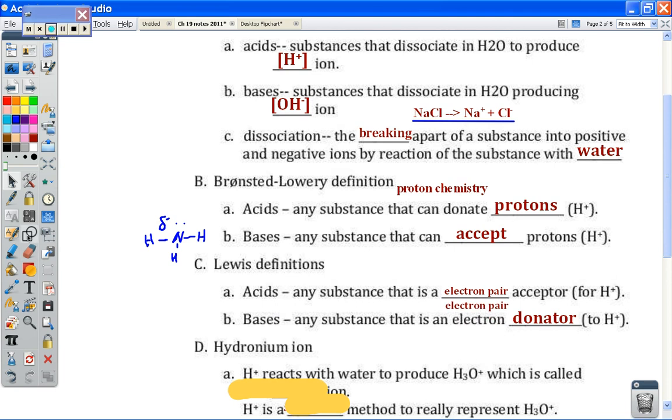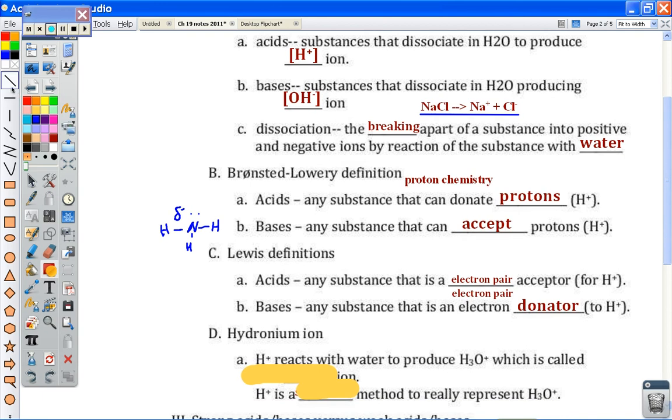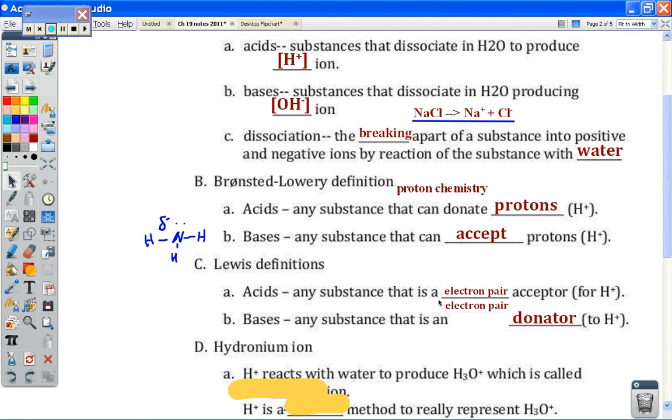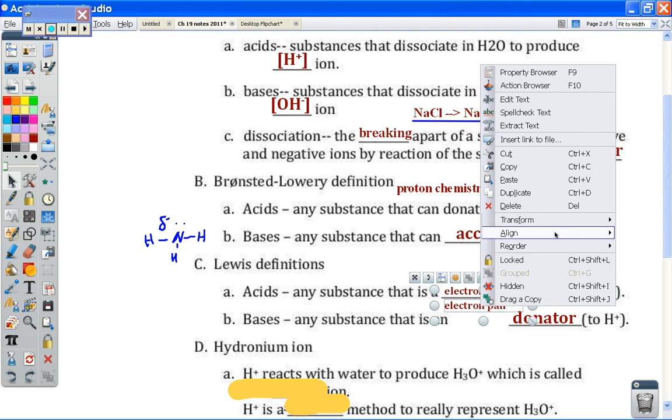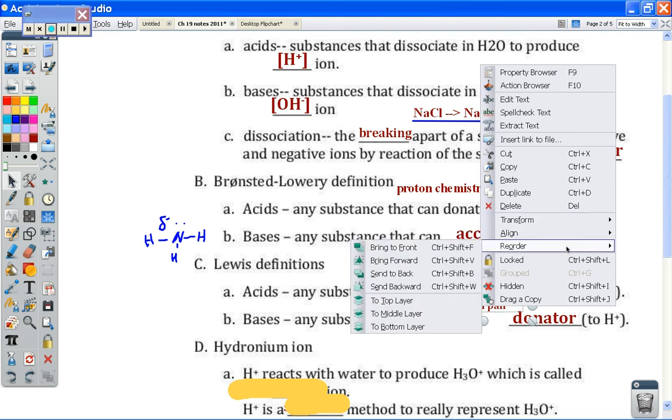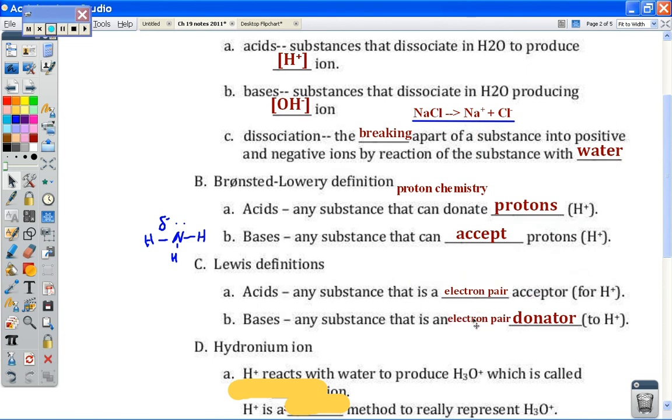So let's get rid of that electron. Let's see what I can do with that. Make that, and that, and that, and that. Just go. Booyah. Ooh. Electron pair donator. Okay.